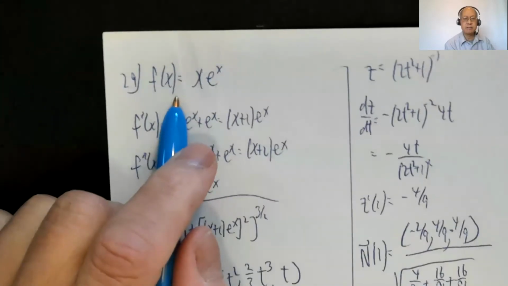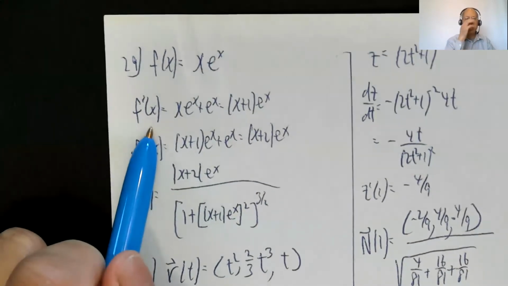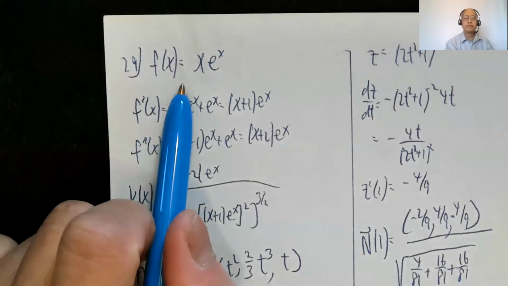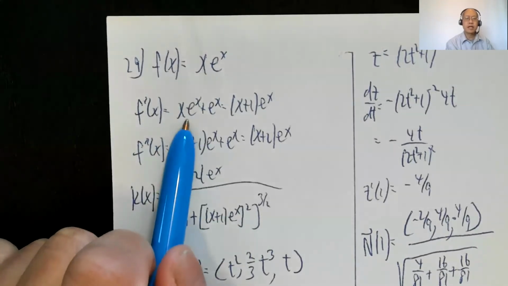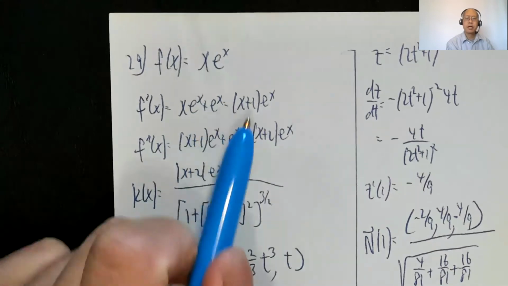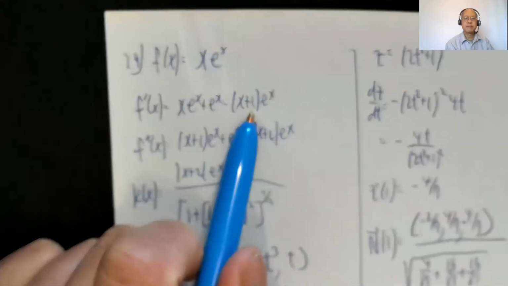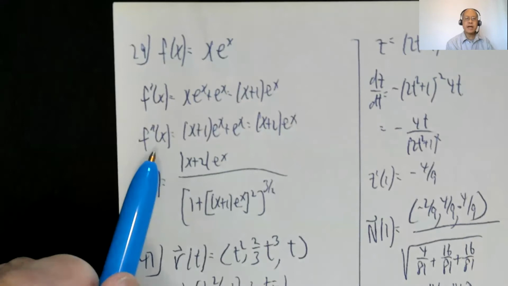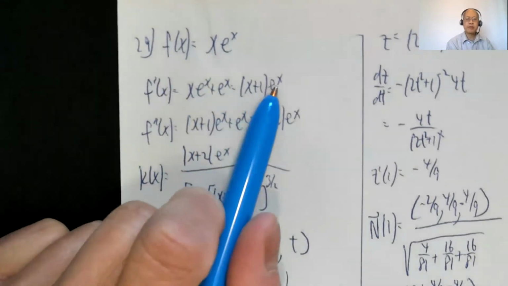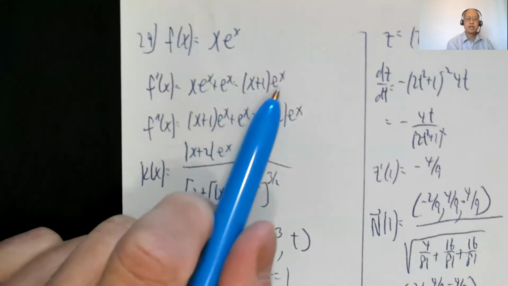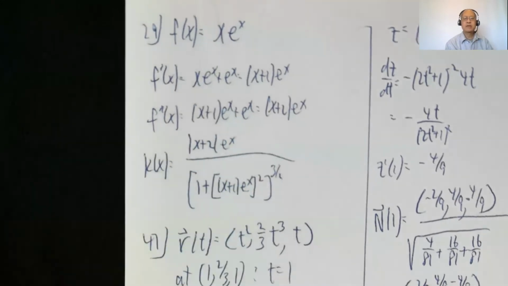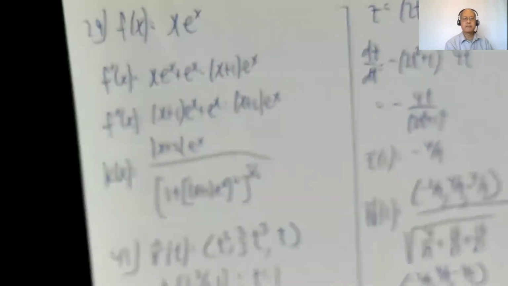Function x e to the x. Okay, so I need the first derivative, product rule: first times derivative of the second, x e to the x, plus the second times derivative of the first, (x plus 1) e to the x. Do the second derivative: first times derivative of the second, (x plus 1) e to the x, plus the second times derivative of the first, which is 1, so (x plus 2) e to the x.